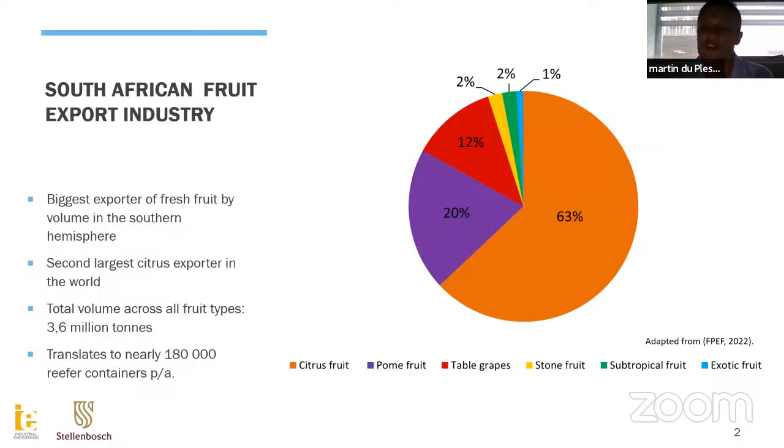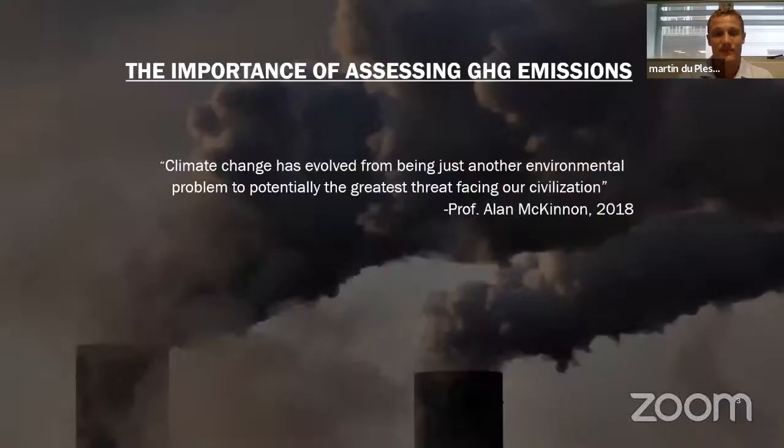In terms of the type of products that we export, the largest contributor is citrus fruit. An astounding 63%. We're all well aware of how big our citrus industry is and the challenges associated with it. Then followed by the pome fruit industry, which is your apples and pears, followed by table grapes, and the remaining 3 categories, which is stone fruit, subtropical fruit, and berries. That represents a mere 5% of the total exports of South Africa.